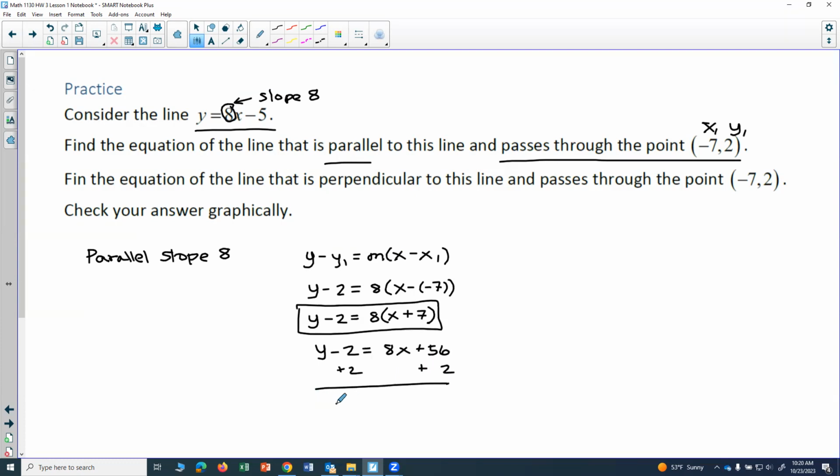And so we would get y equals 8x plus 58. So that's going to be the parallel line. And as I said, Alex will accept either of these answers, the one in the box or the one in the oval.